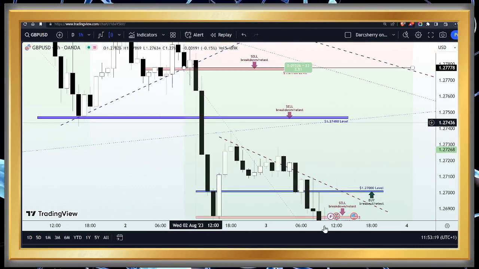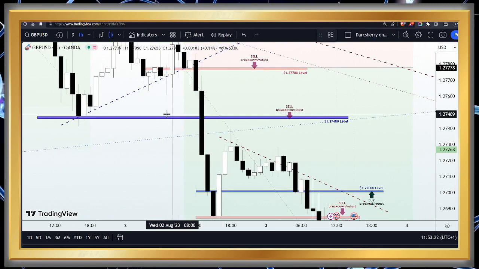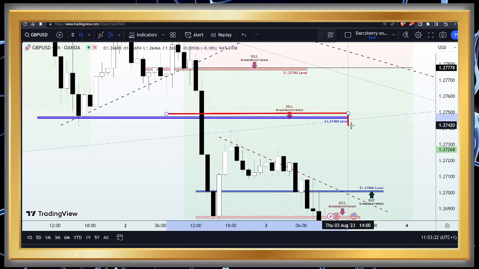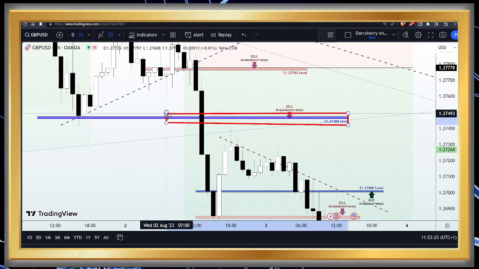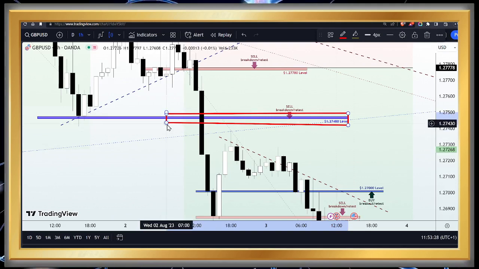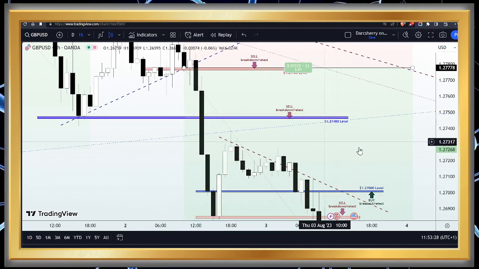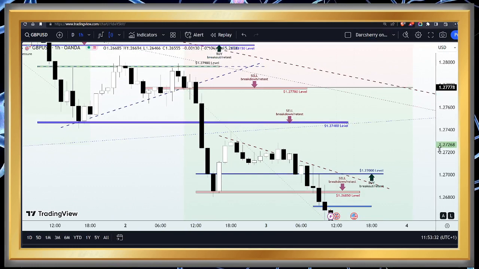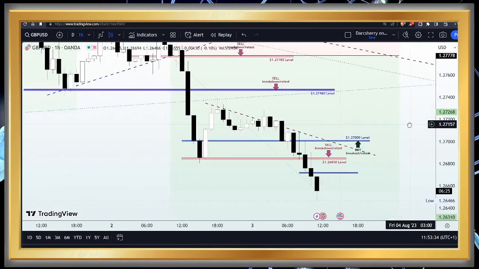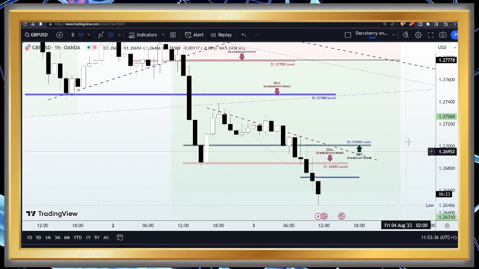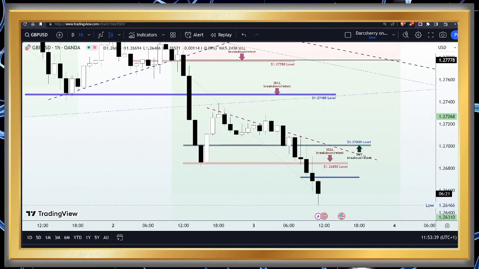Then remember, we also acknowledged the 1.27480, which we said a breakdown also will welcome more selling opportunities in this particular market. So this is how we added more sell positions to our existing trade, and since that moment, price action still remains bearish in this particular market.